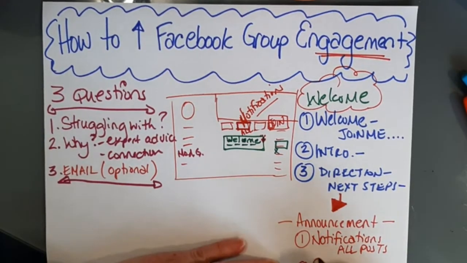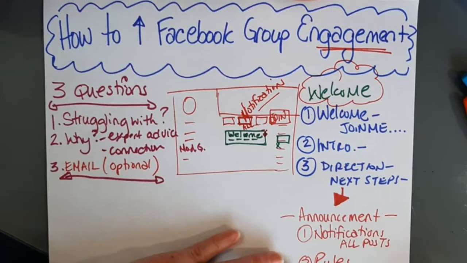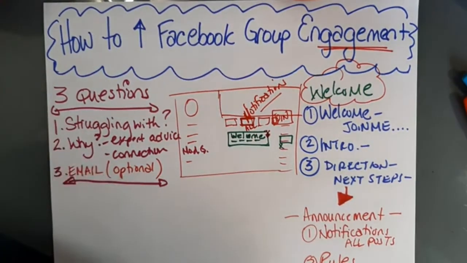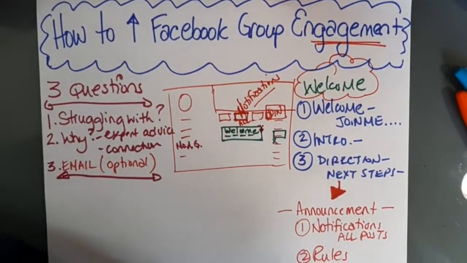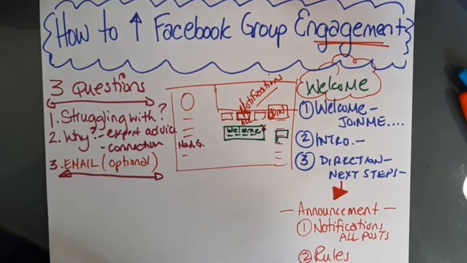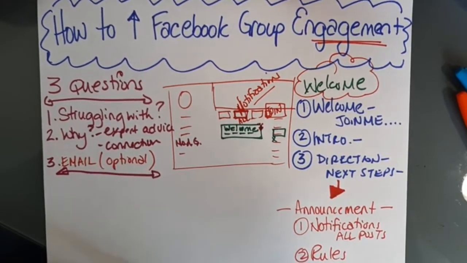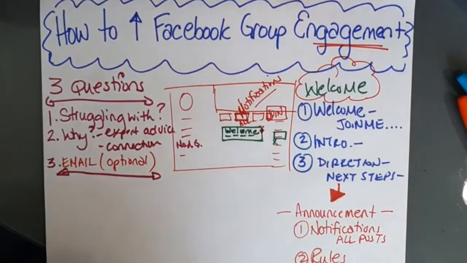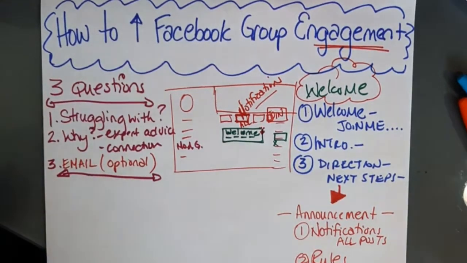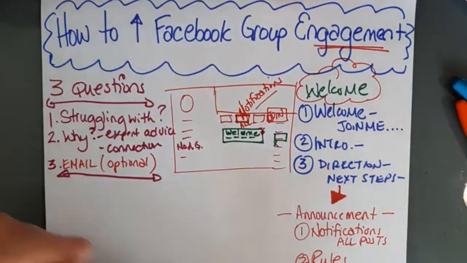Second thing you want to do is direct them to the rules. Very important in a group to make sure that everyone knows and follows the rules. So usually it's be kind, no external links, and so on and so forth.